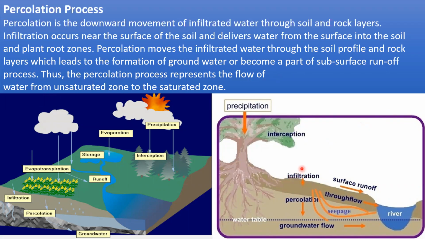So here the infiltration process is going on, and the infiltrated water enters here and this is percolation. Here the percolation happens and it reaches the groundwater table, the water table here.